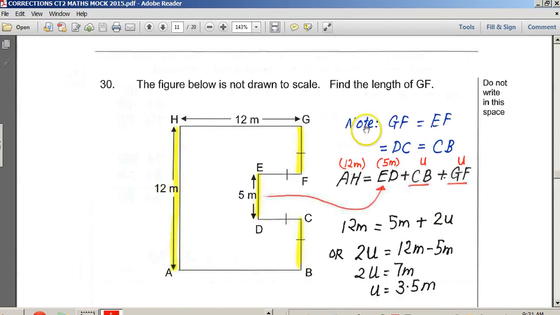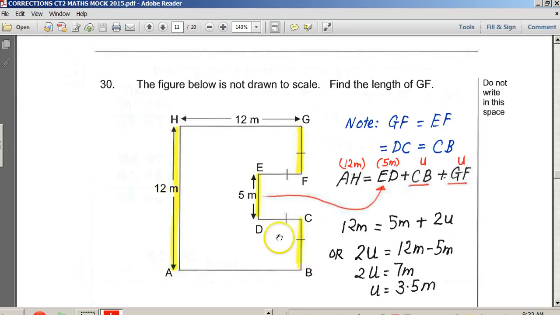If you take a look at this, note that GF and EF are equal, right? And also that DC and CB are equal. So DC and this CB are equal, right? At the same time, you must know that these are also equal, because there's one line drawn here, showing that these two are equal, these two are equal. So all these are equal, right? G, F, C, B are equal.